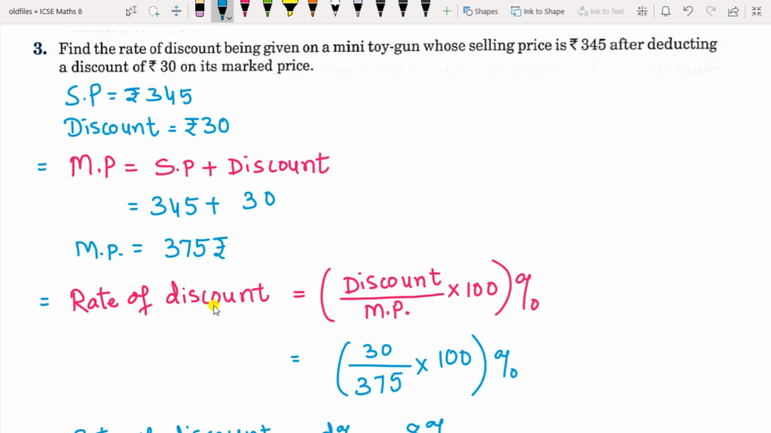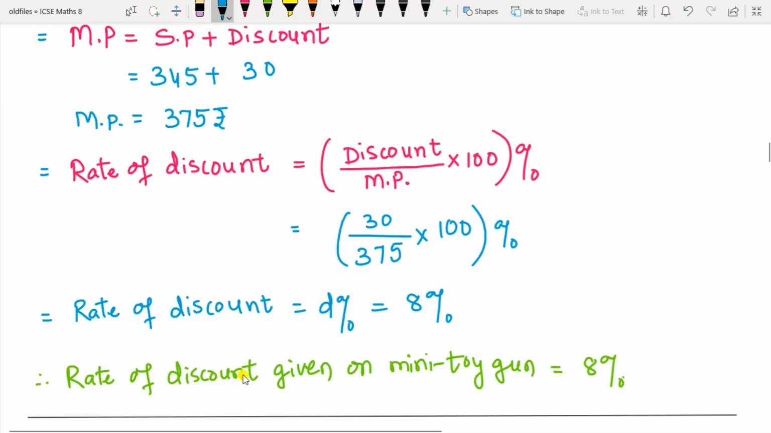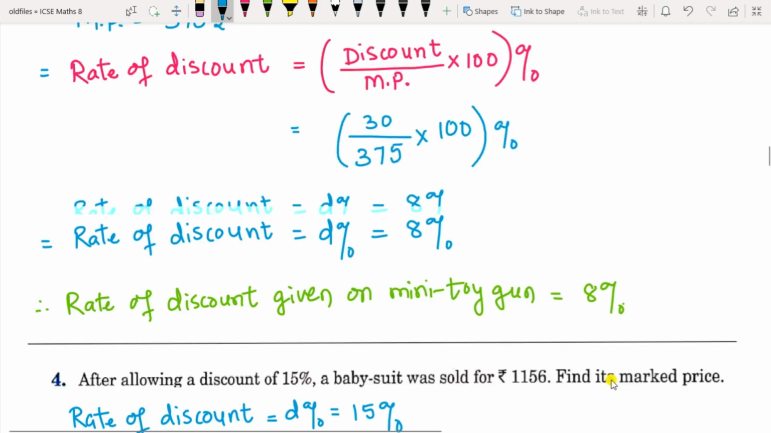To find the rate of discount, we need the MP. Okay, so rate of discount, that is D% equal to discount upon MP into 100. So discount in rupees is 30, mark price is 375, multiply by 100. So you get 8% as the rate of discount. So the rate of discount on the mini toy gun is 8%.